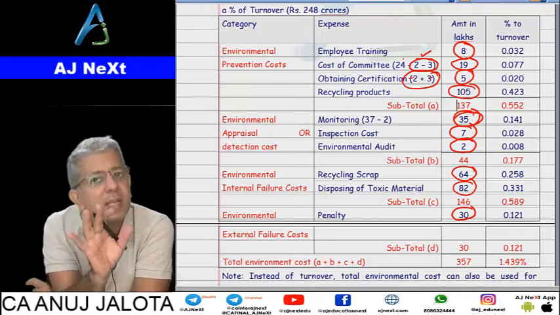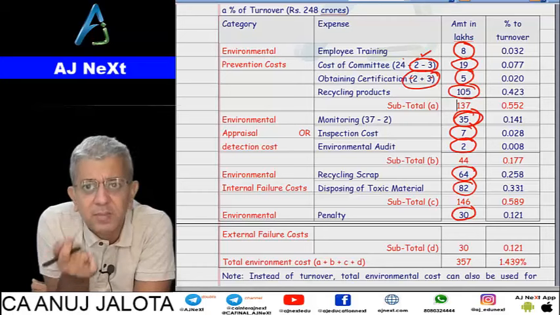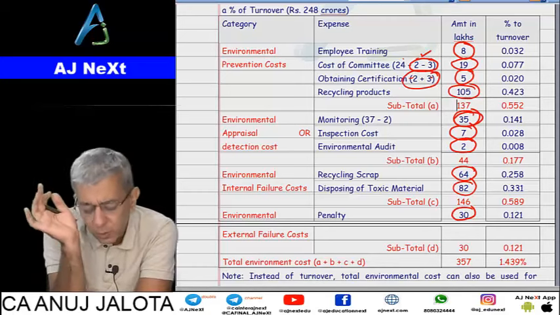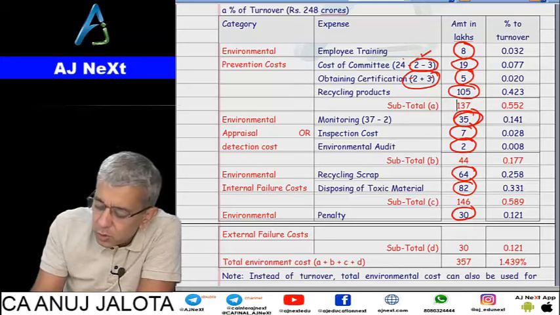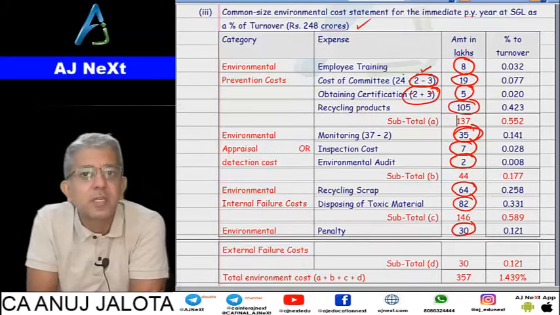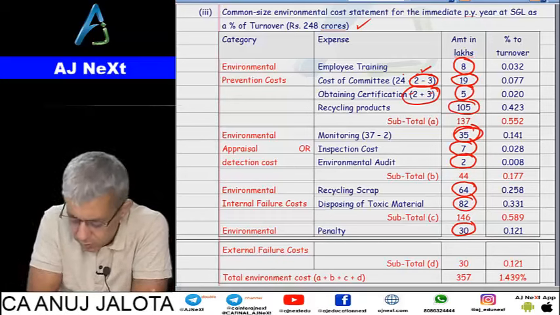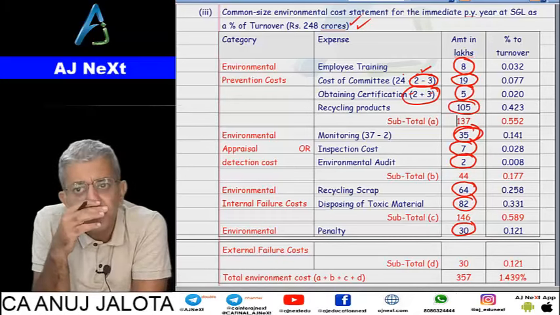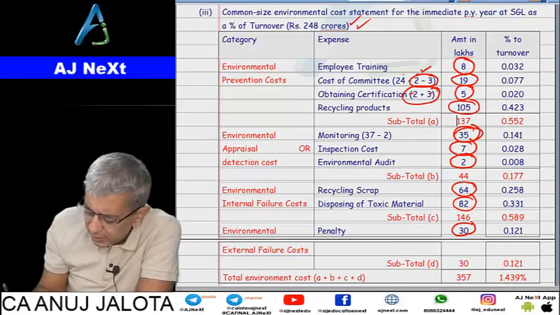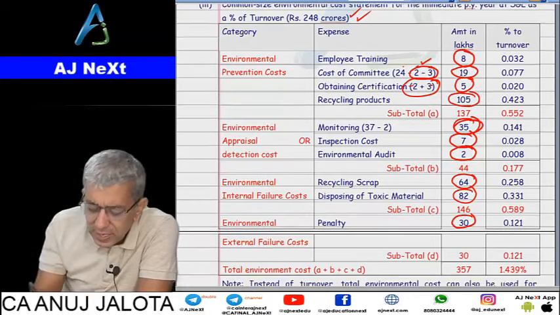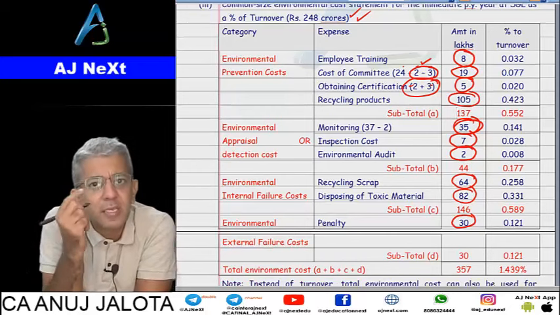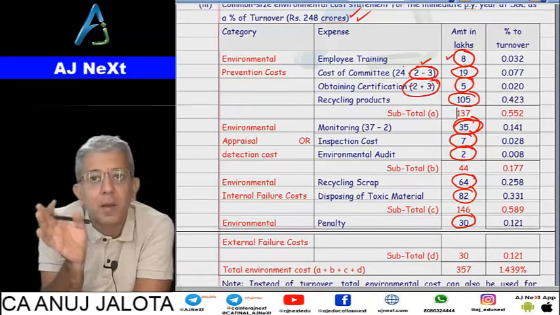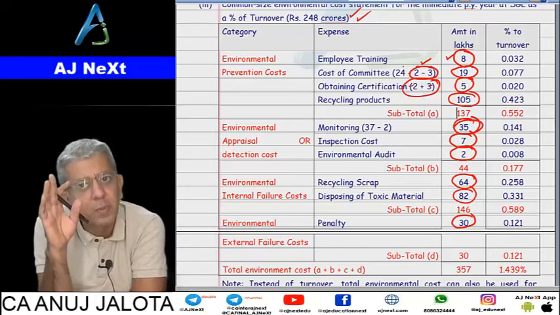Now, what you all can do, and in fact, if I did not have the institute's answer, I would have done that particular thing. But ICAI has written a note, you can be doing that also. All these costs, ICAI has expressed as a percentage of sales, that is your turnover. The turnover in this case was 248 crores, and each and every cost has been taken as a percentage of 248 crores. So this figure will be 8 lakhs upon 248 crores into 100, and so on.